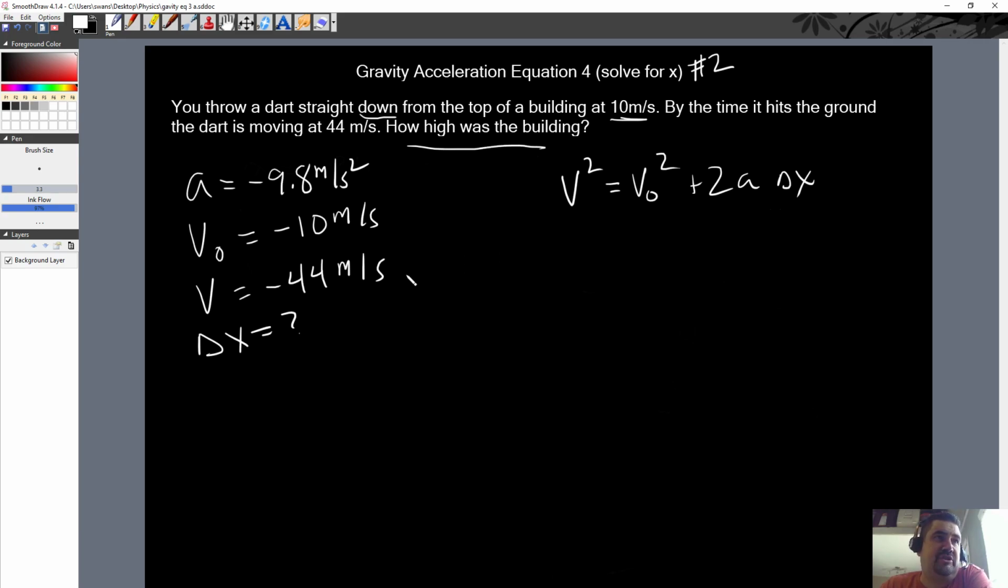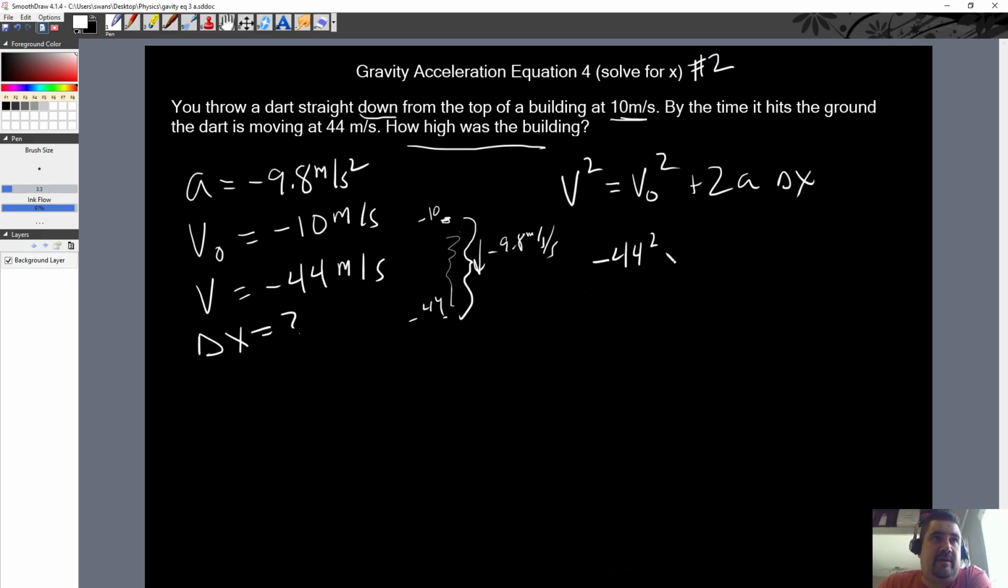So we're looking at a position change. They're wondering how much the object changed position from here, when it was going negative 10 down, to here, when it was negative 44, the whole time accelerating at negative 9.8 meters per second squared. So they're looking for that distance change here. Let's plug it all in and see what happens.